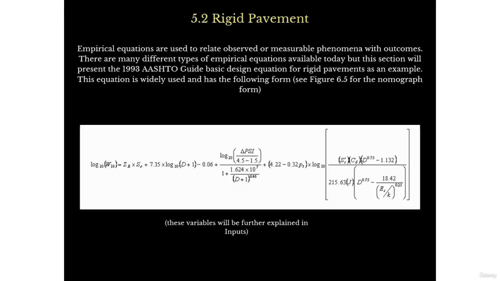Okay, so now we will look at rigid pavement and how rigid pavement can be designed using the AASHTO 1993 guide. So as you can see there, we have an equation. So there's our equation that we use. And yeah, the variables, I'll explain them in the next slide.